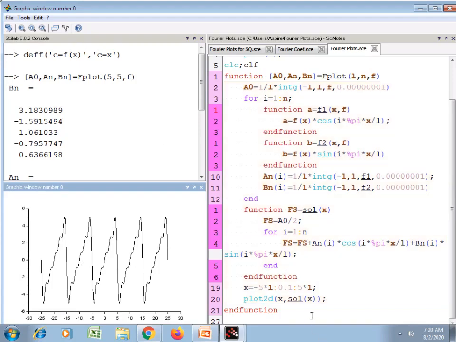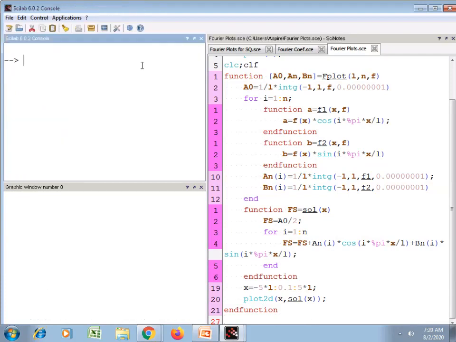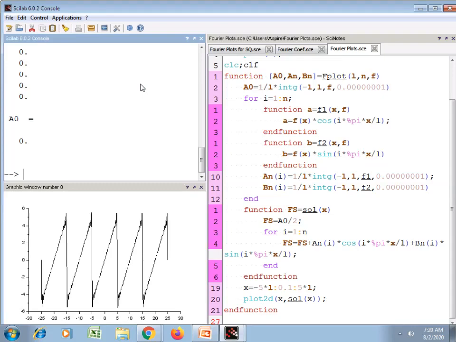I will try for other values of n. So again the same function. Instead of 5, now I will take 20 and enter. Now it is smoother than the earlier figure.